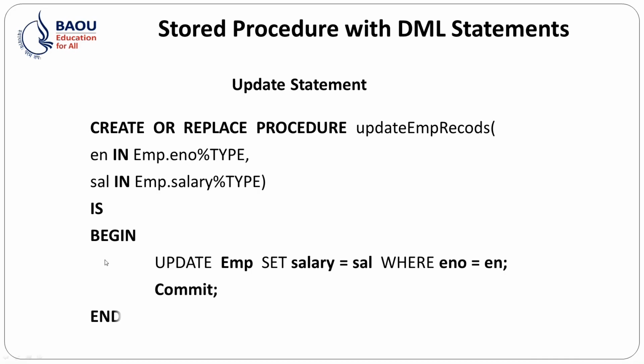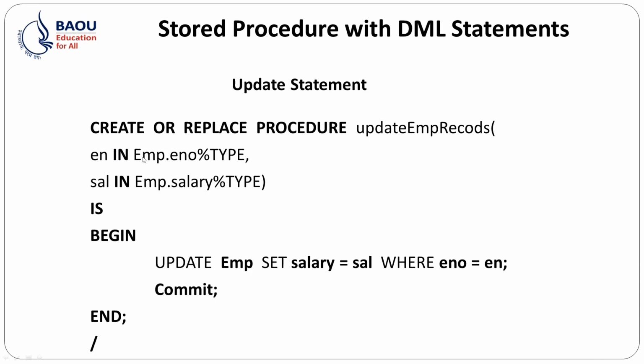See, in the example, the update query is written in the begin part. See, create or replace procedure, then the procedure name is update_EMP_records. This one is a user defined name. In the bracket, employee number and salary, two variables are needed because we pass the employee number. Based on the employee number, we change the salary of the employee. That's why we define the two variables using IN parameter. It will accept the value from the user.